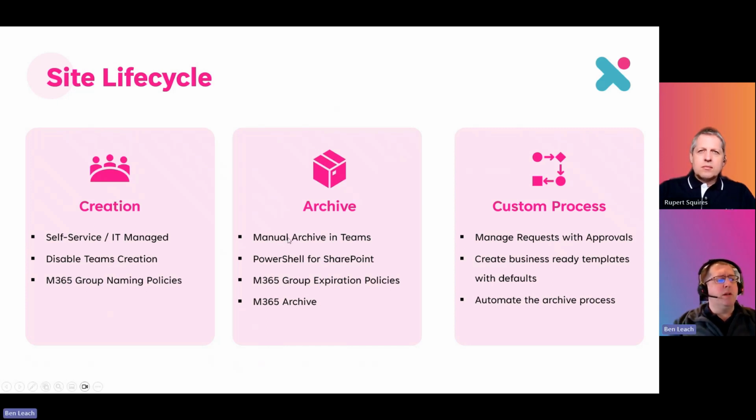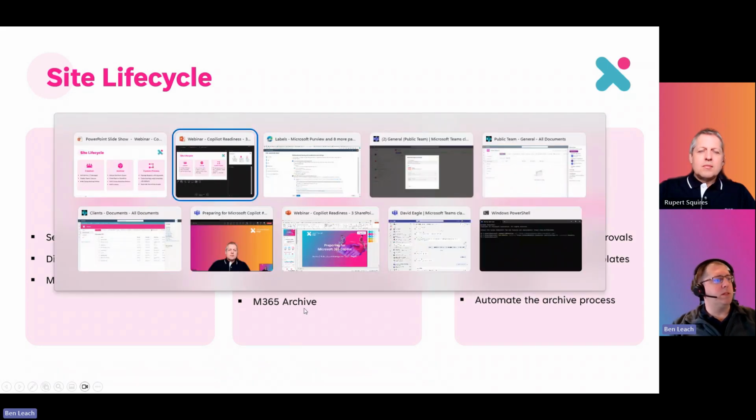On the archive side, you have a manual archiving capability in Teams. If you want to apply that to SharePoint, then realistically, you're going to have to use some PowerShell to do it. We're going to take a quick look at group expiration policies and what they mean, and then finally, Microsoft 365 Archive. And then we'll go through our custom process and how you can tie all of that together. So just very quickly looking at the creation, I'm not going to go through all of these points, but it's worth having a look at the group naming policies a second.